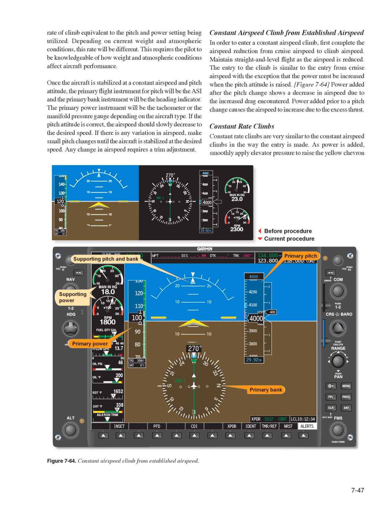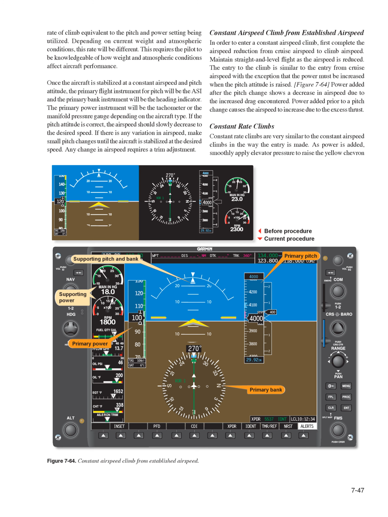Constant airspeed climb from established airspeed. In order to enter a constant airspeed climb, first complete the airspeed reduction from cruise airspeed to climb airspeed. Maintain straight and level flight as the airspeed is reduced. The entry to the climb is similar to the entry from cruise airspeed with the exception that the power must be increased when the pitch attitude is raised. Figure 7-64. Power added after the pitch change shows a decrease in airspeed due to the increased drag encountered. Power added prior to a pitch change causes the airspeed to increase due to the excess thrust.